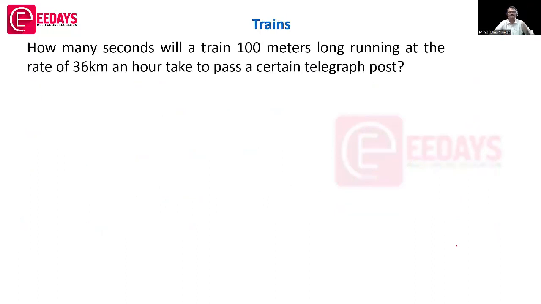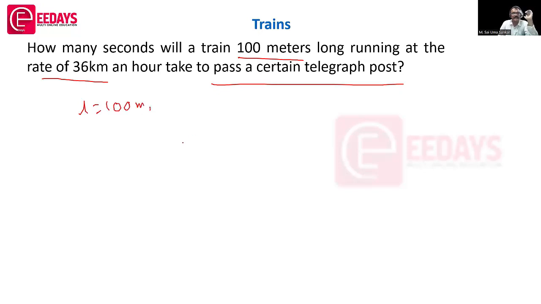Okay, now, first question: how many seconds will a train 100 meters long running at the rate of 36 kilometers per hour take to pass a certain telegraph post? Okay, what is the question here? The length of the train is equal to 100 meters, right? And what is the speed? That is equal to 36 kilometers per hour.